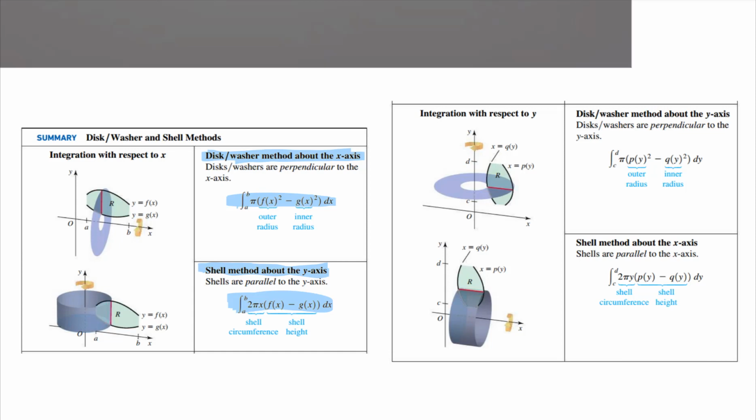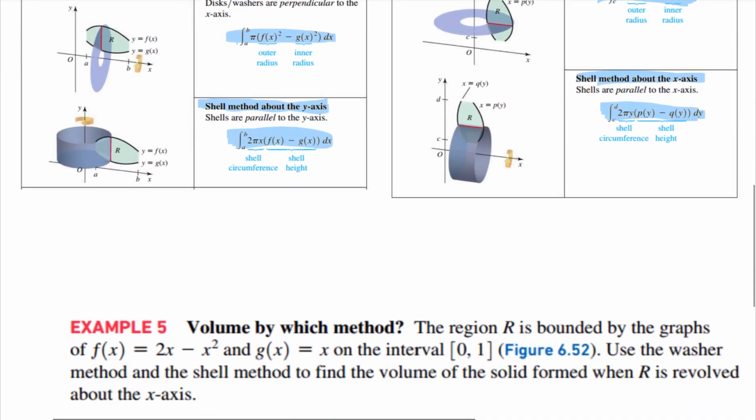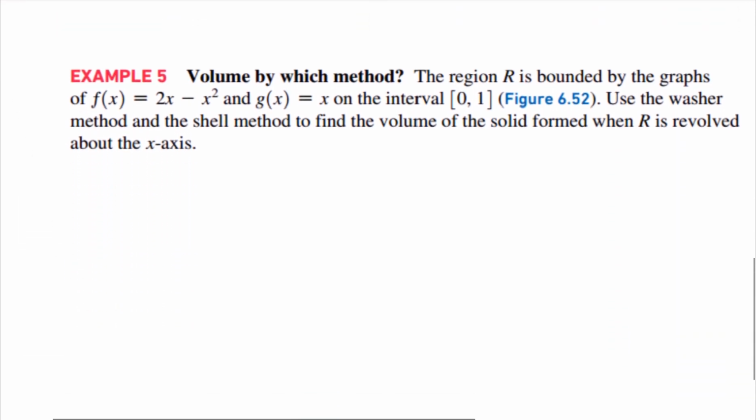Now if we want to keep everything in terms of y, or change everything into terms of y, that means discs and washers need to go about the y-axis. And shells, we'd be going around the x-axis. So shells are backwards. Discs and washers are what you think. Just leave it alone. So let's see a problem. Let's jump into it. So volumes by which method?